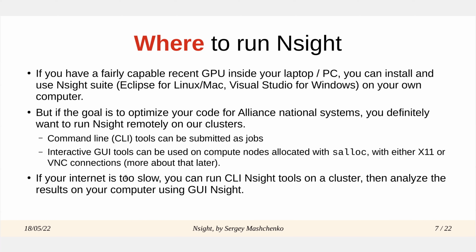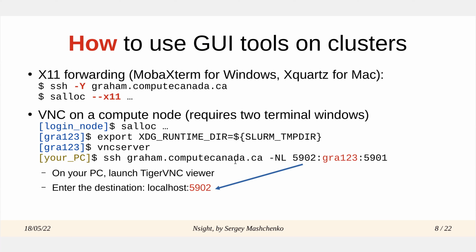But if it's too slow or sluggish, then as I mentioned, you can run command line tools on the cluster and then analyze them either on your computer or perhaps on the cluster offline. Now to the question of how to use any GUI tools on clusters, in particular Nsight profilers.